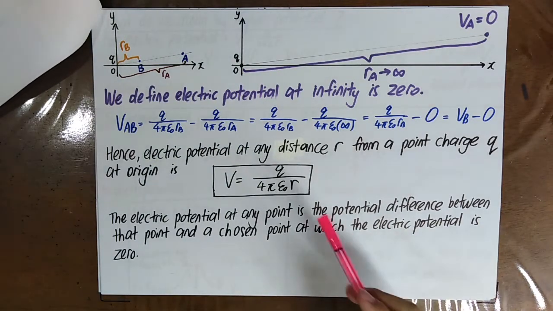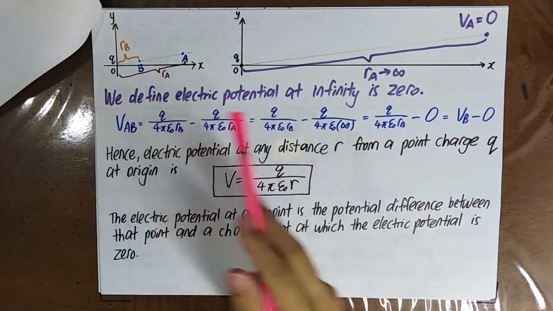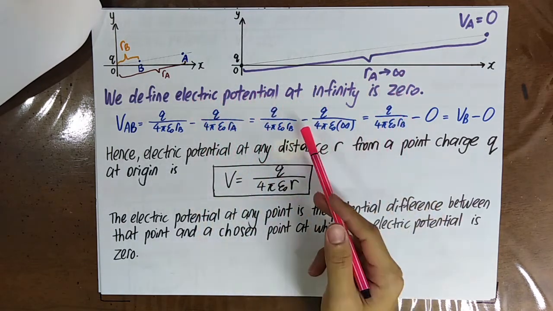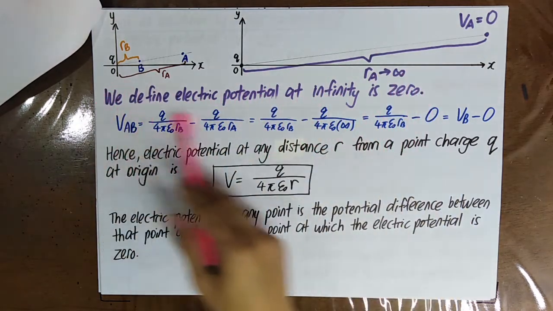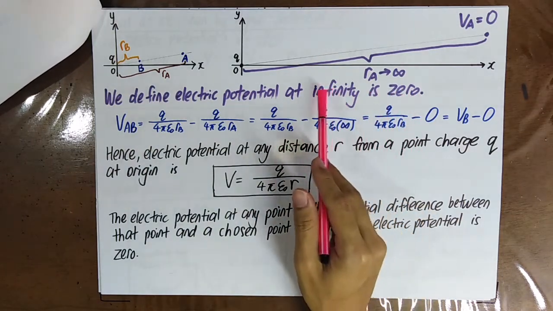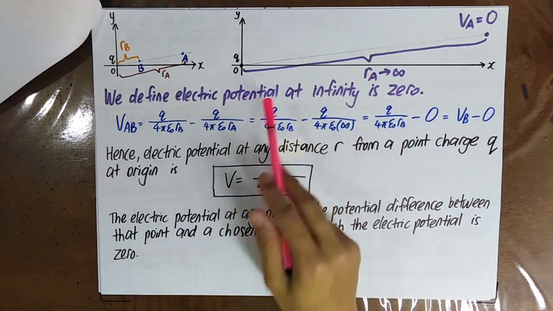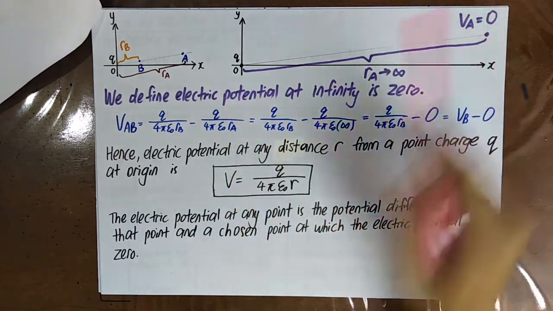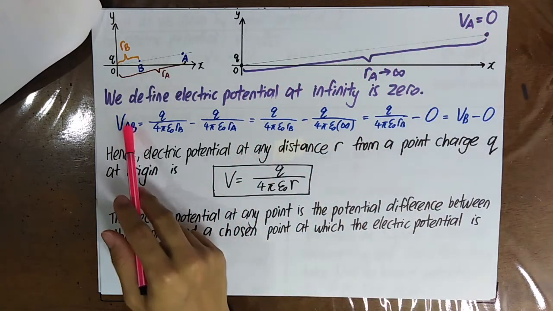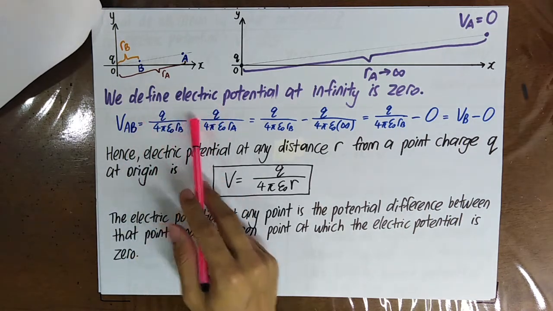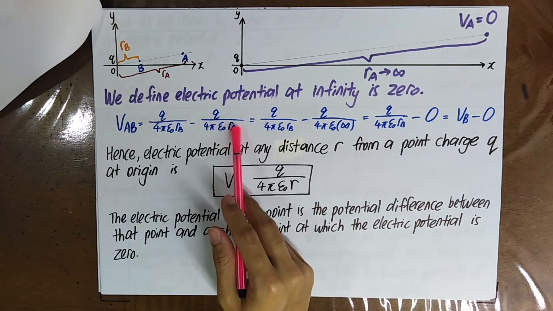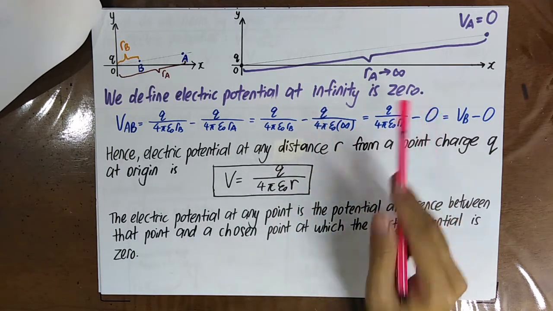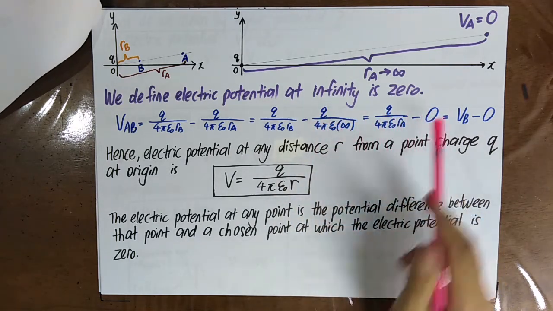Now once again we use the definition that when R equal to infinity, the electric potential is 0. Generally, normally we as humans like to define the potential at infinity as 0. So VAB equal to this one. And then you know that RA is infinity, so everything divided by infinity is 0. It will approach 0.